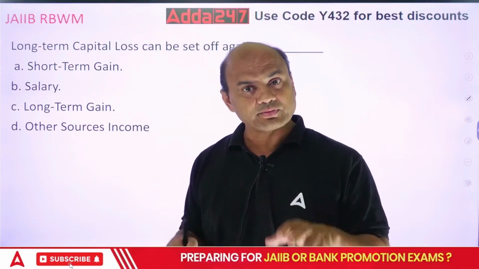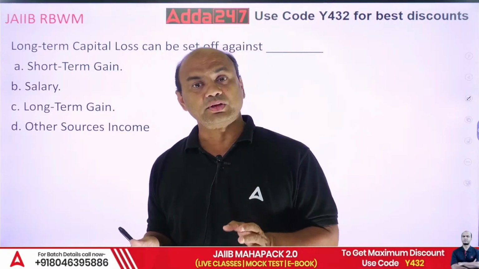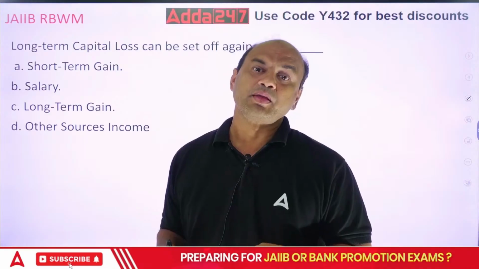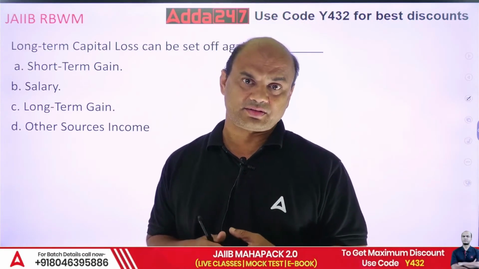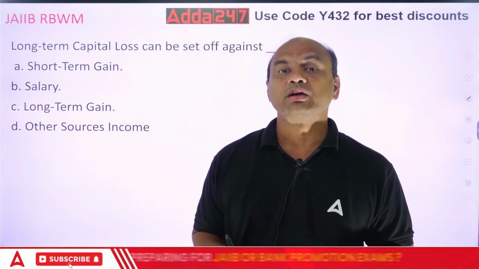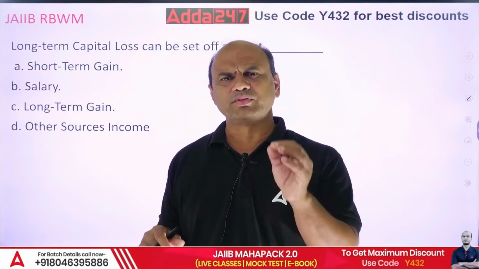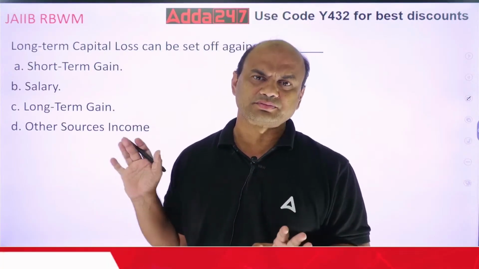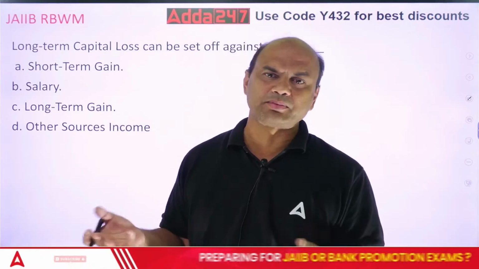Now there are two types of long-term capital losses or gains. One is with indexation, second is without indexation. With indexation means you have to multiply with the CII. That I have solved separately in the numericals. Without indexation means simple: 50 lakhs minus 40 lakhs, multiplied by whatever the rate is. Suppose it's 12.5, then multiply it with 12.5.